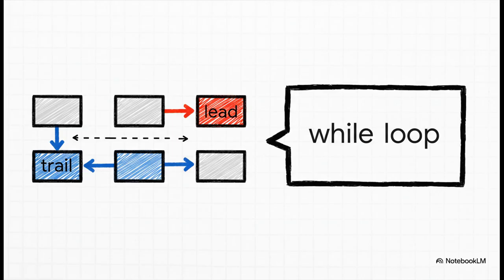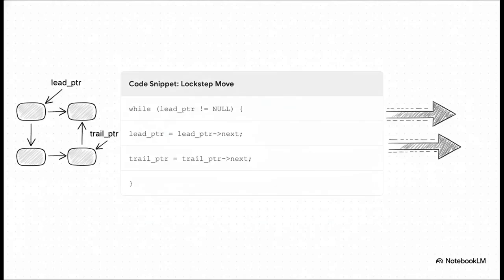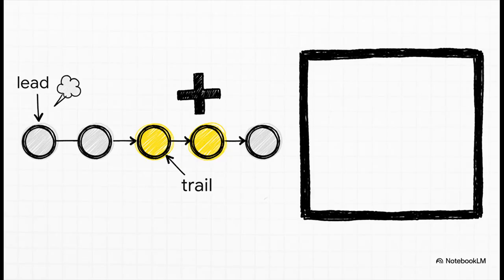Now for phase 2, where they march along together until the lead pointer finds the end. For this, we use a while loop. And the condition is super simple. As long as the lead pointer hasn't fallen off the end of the list yet, we keep going. And inside the loop, we just do two things. Move the lead pointer forward one step and move the trail pointer forward one step. That's it. That's how we keep them moving together. And as soon as that loop finishes, it means our lead pointer has finally hit the end. And that means our trail pointer is parked right where we need it.